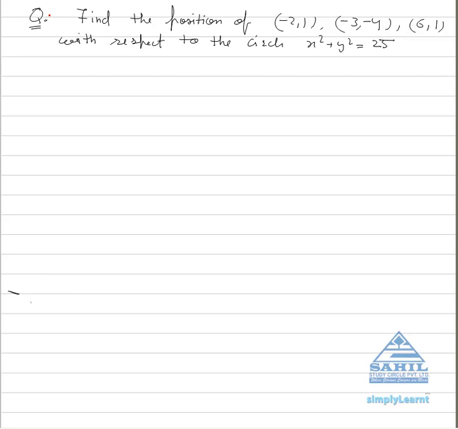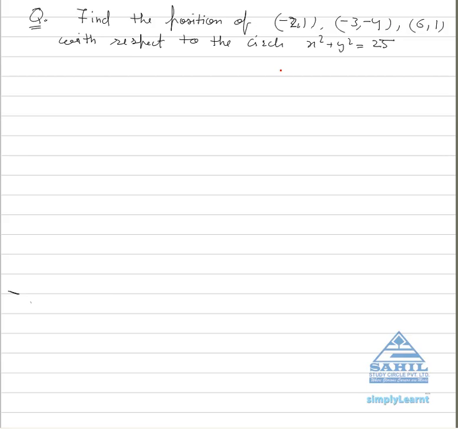I have just given 3 points. First one is minus 2 comma 1. Second one is minus 3 comma minus 4. Third one is 6 comma 1. Okay, we have to find out the location of these points with respect to the circle. Okay, now see that.